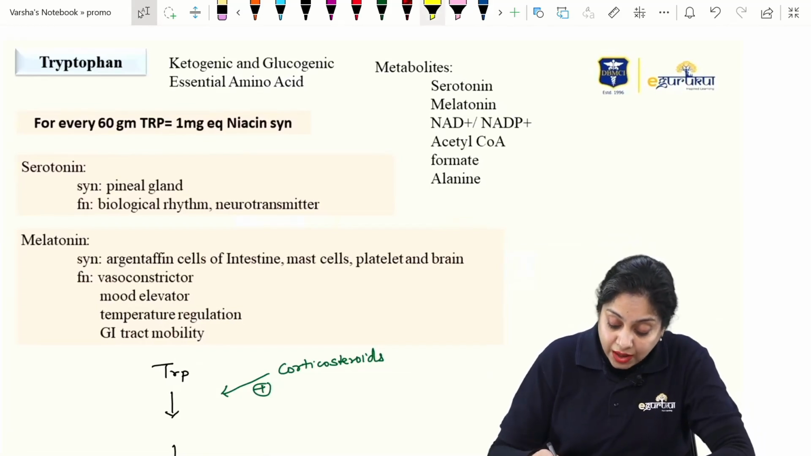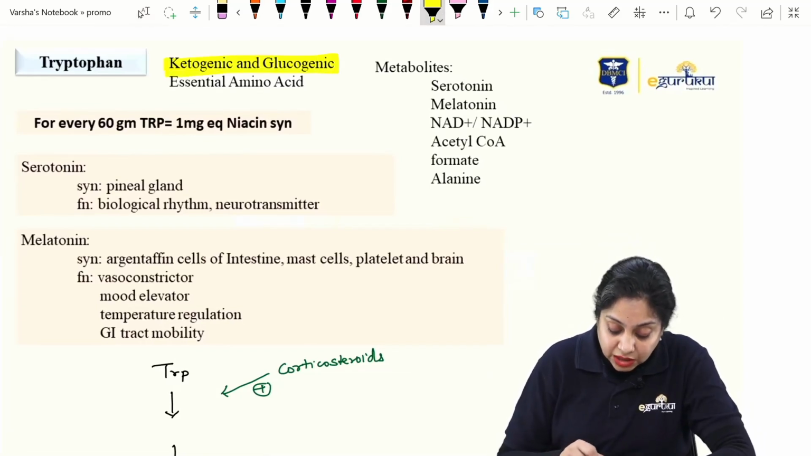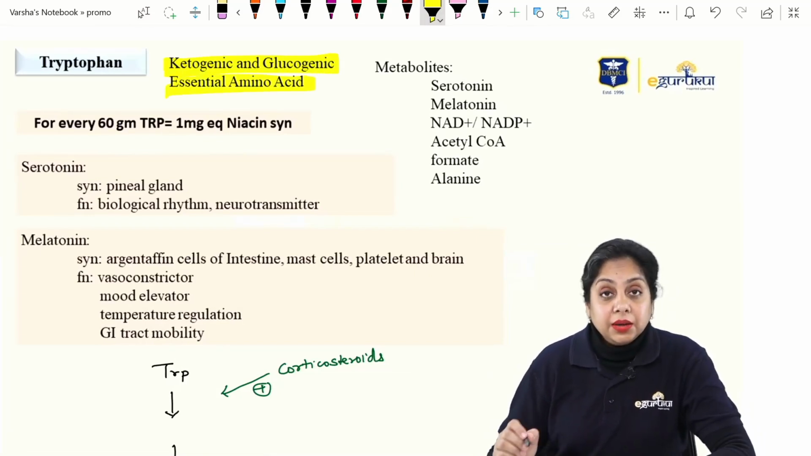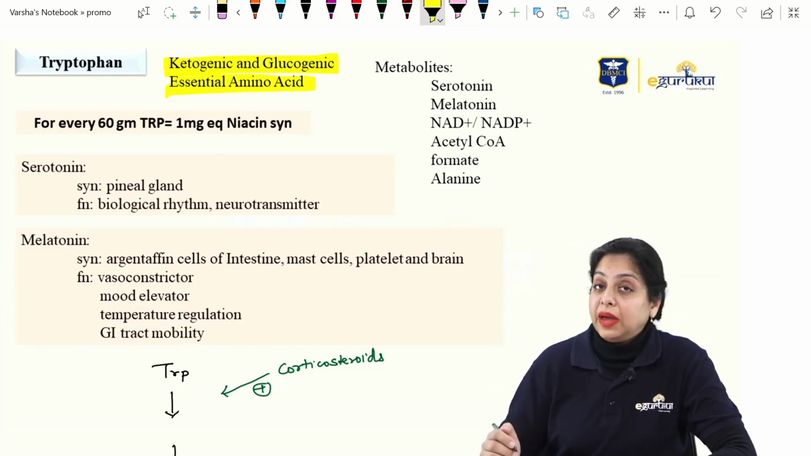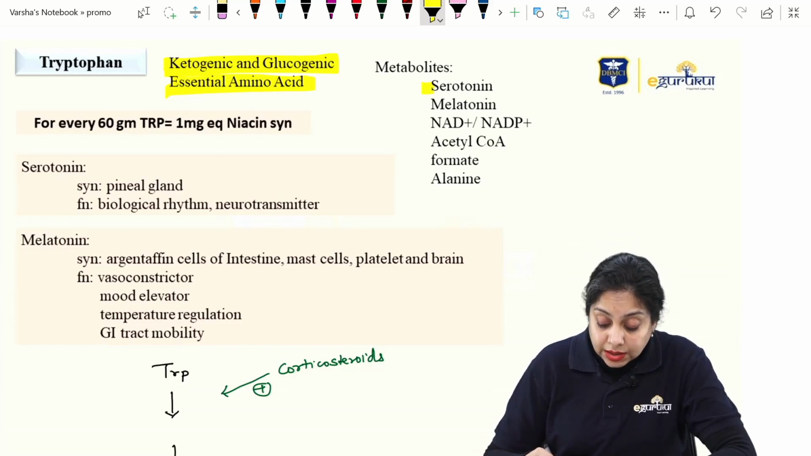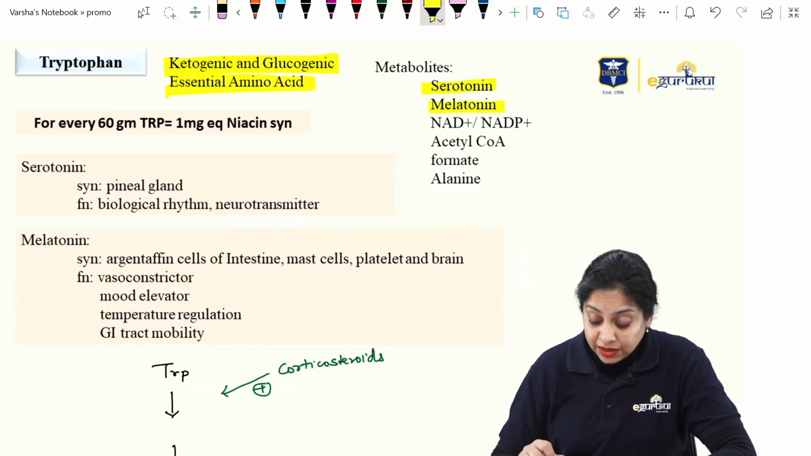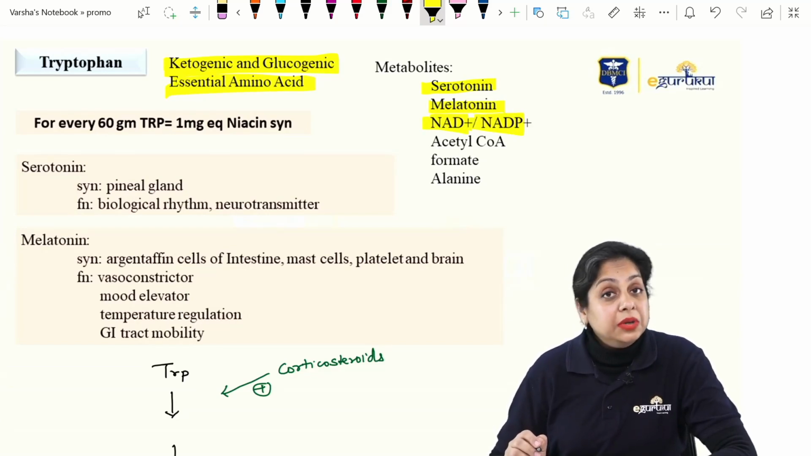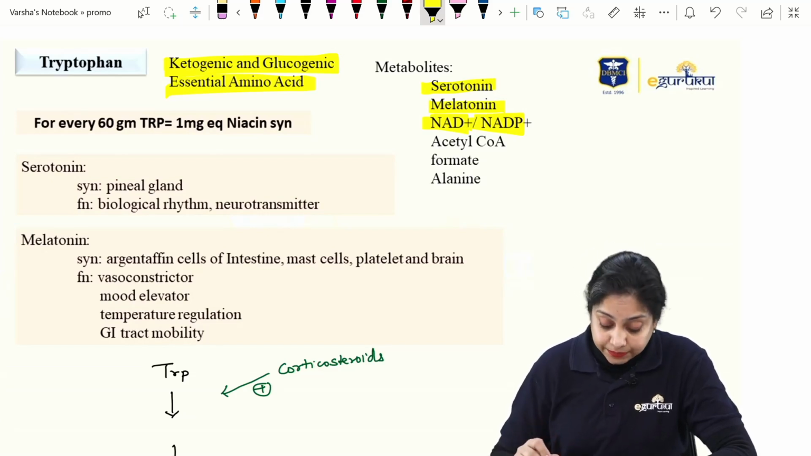Tryptophan is both glucogenic as well as ketogenic. It is an essential amino acid, right? And why did I pick tryptophan? Because it is involved in so many pathways. It gives you so much. It gives you serotonin. Via tryptophan, we can synthesize melatonin. NAD and NADP positive, what are these? These are the activated or coenzyme forms of your niacin, your vitamin B3. That is also synthesized from tryptophan.